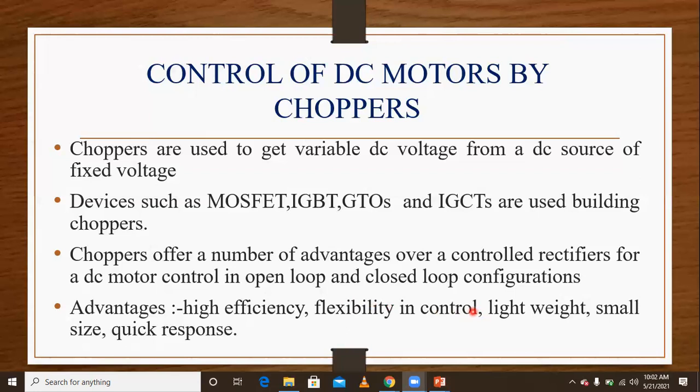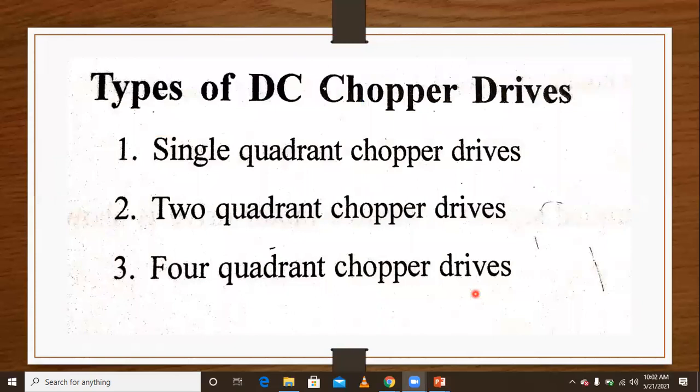Coming to the types of DC chopper drives, there are three types. The first one is single quadrant chopper drives, the second one is two quadrant chopper drives, and then four quadrant chopper drives. One by one, we will discuss the concepts of single quadrant, two quadrant, and four quadrant chopper drives.